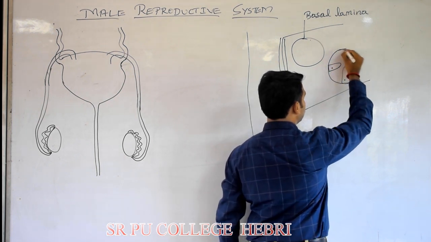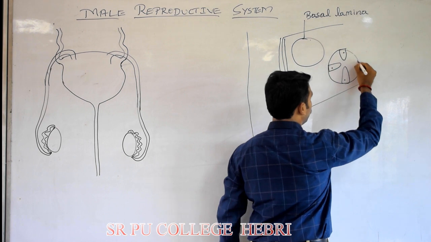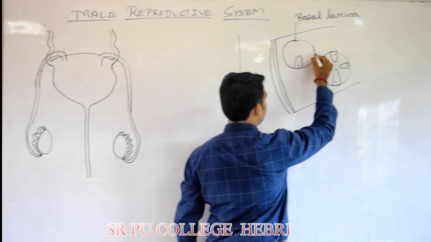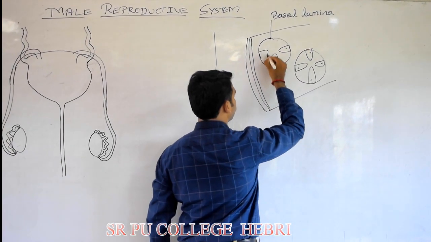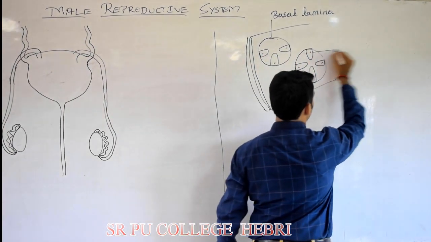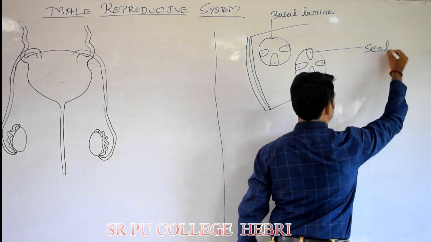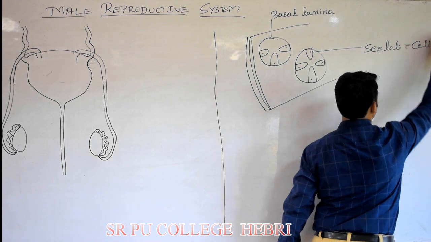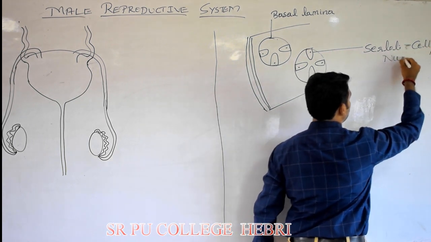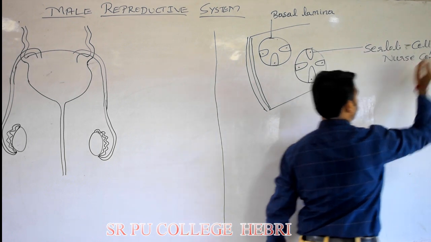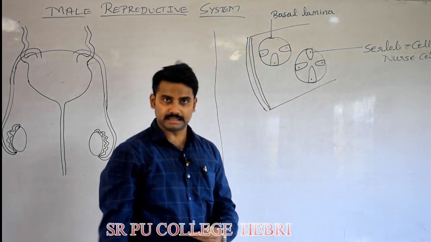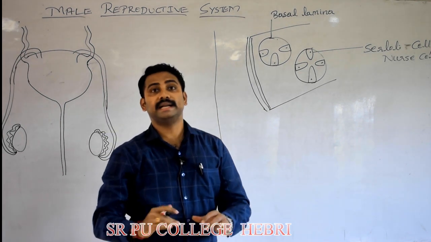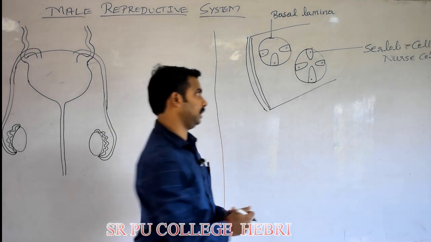This tall, pyramid-like cell is called Sertoli cell. What is that called? Sertoli cell, or it is also called nurse cell. How will you identify it? It is tall, pyramid-like. It is a modified columnar epithelium.